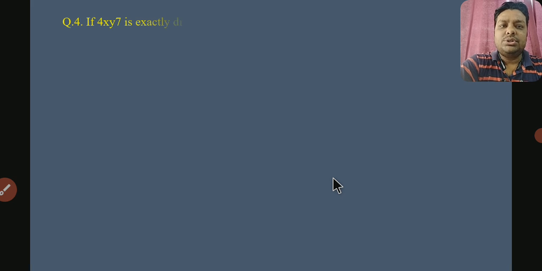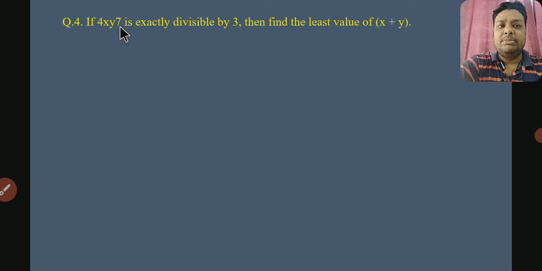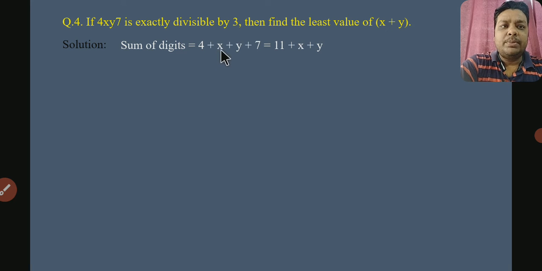So now next question. Now if 4xy7, you can see 2 digits are missing, and it is given that it is exactly divisible by 3. Now we have to find the least value of x plus y. The sum of digits is 4 plus x plus y plus 7, that is 11 plus x plus y. The next multiple of 3 after 11 will be 12, because we have to find only the least, the first value.